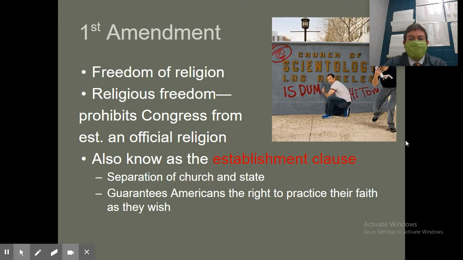So, the First Amendment is freedom of religion, specifically religious freedom, and it prohibits Congress from establishing an official religion. Also known as the Establishment Clause, or separation of church and state, it guarantees Americans the right to practice their faith as they wish. So, whatever you want to practice, you are welcome to practice.